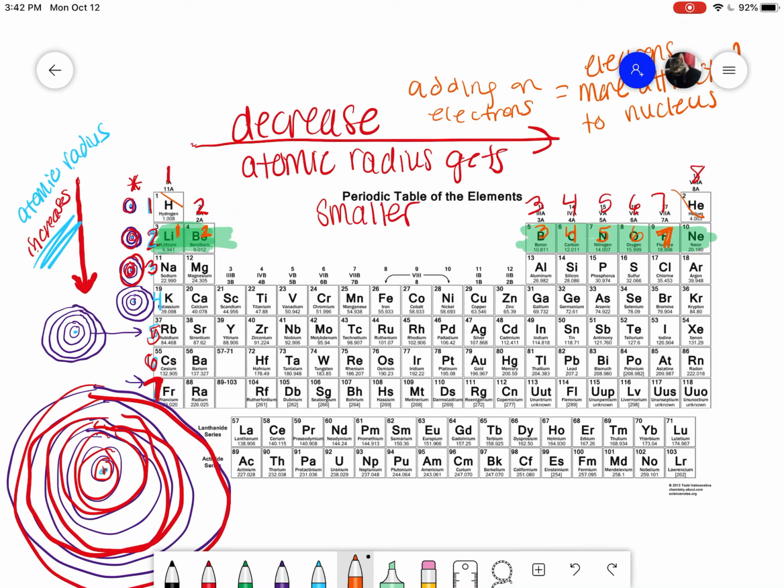So let's recap. When we're looking at the periodic table, atomic radius increases when you go down. And that's because we're adding on another energy level, another ring around the nucleus. So it gets bigger. When we go across from left to right, it decreases. And that's because we're adding on more electrons to our outer shell. And when we add on more electrons, it becomes more attracted to the nucleus.